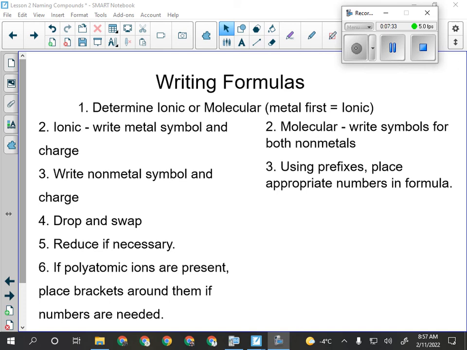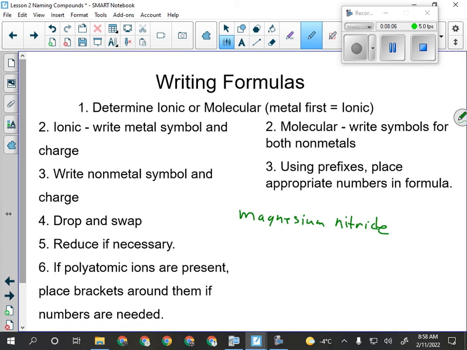Okay, so let's walk through a couple of examples of this one. All right, so let's say I have this name. Magnesium nitride. Okay, so step 1 is I'm supposed to determine whether it's ionic or molecular. If there's a metal listed first, it's ionic. What's this? Yeah, it's ionic. Magnesium is a metal. Okay, so I know now I've got to go to step 2 for ionic.